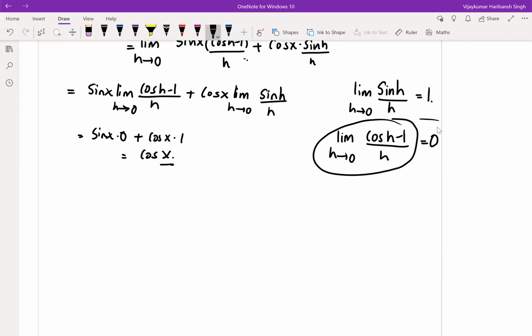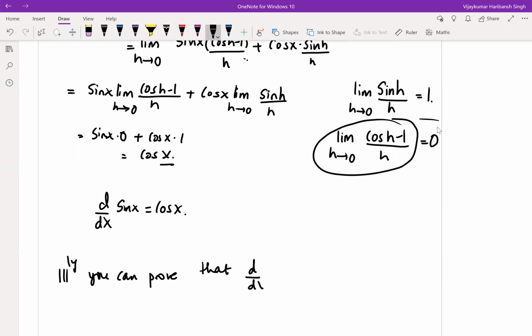Now, similarly, you can prove by a similar argument that derivative of cos x is negative of sin x.